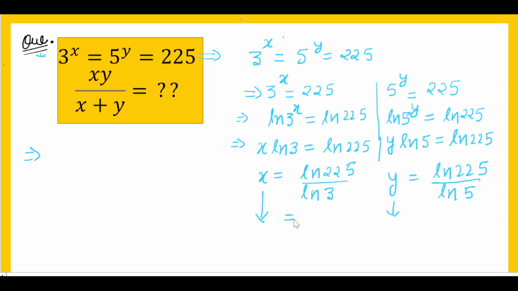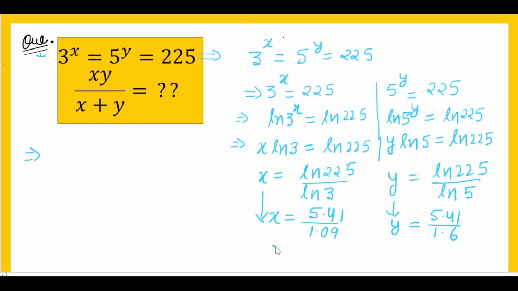If you solve it, you will get, so here ln 25 will come to be 3.21 and ln 3 will be somewhere 1.09. For y, the same here, 3.21, and ln 5 will be 1.6.